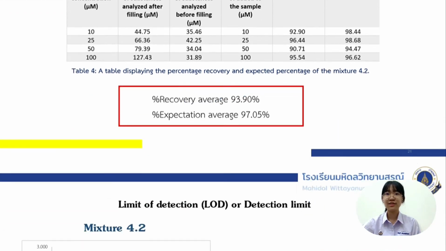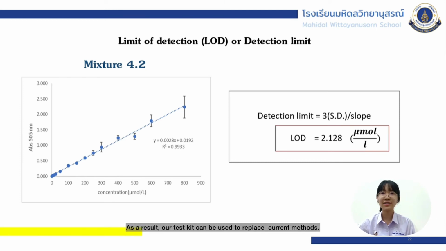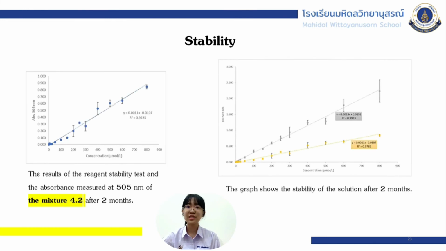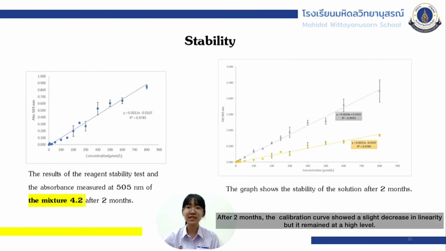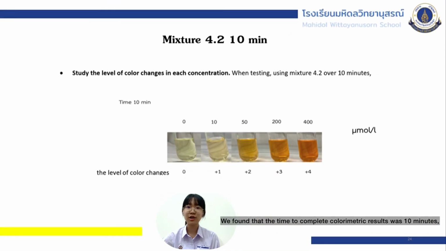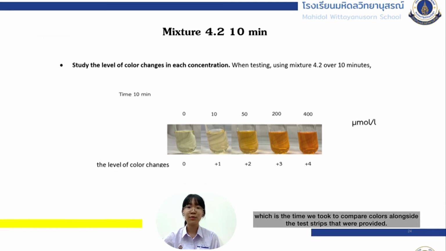In addition, the limit of detection was found to be 2.12 micromolar, which is close to the cutoff value of cotinine in urine. As a result, our test kit can be used to replace current methods. Finally, we studied the stability of the reagents. It was found that after 2 months, the calibration curve showed a slight decrease in linearity, but it remained at a high level. In the end, we found that the time to complete the colorimetric result was 10 minutes, which is the time we took to compare colors alongside the test tips that were provided.